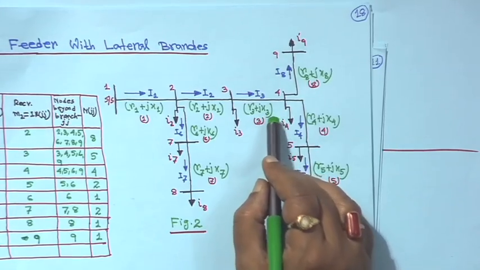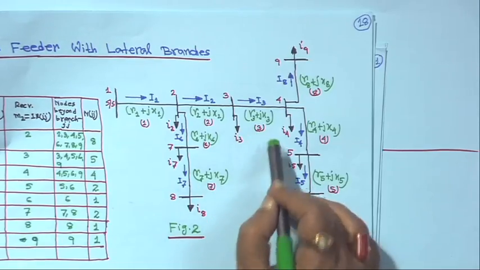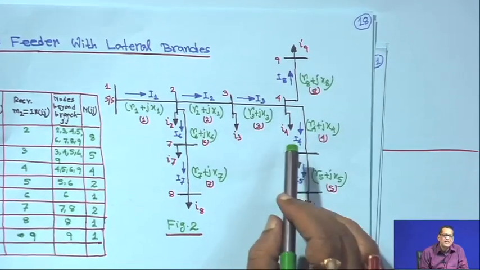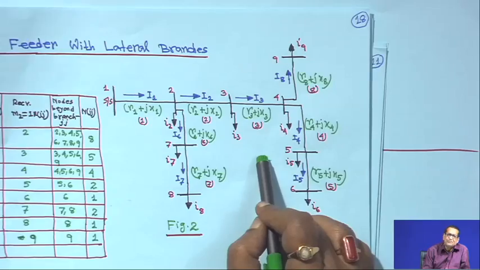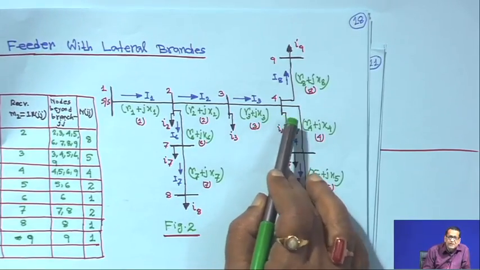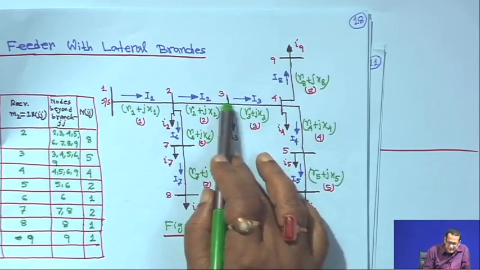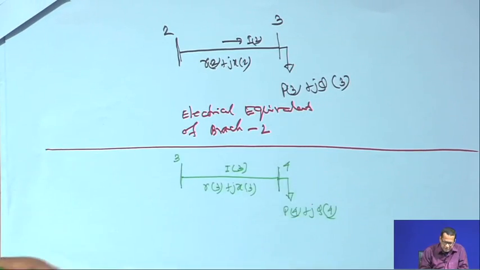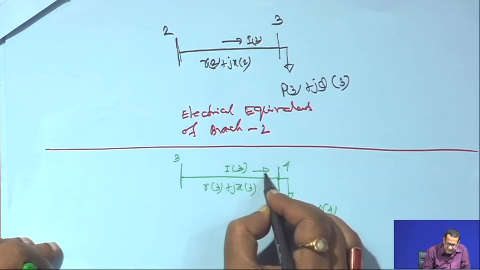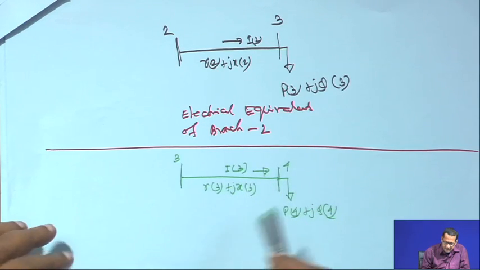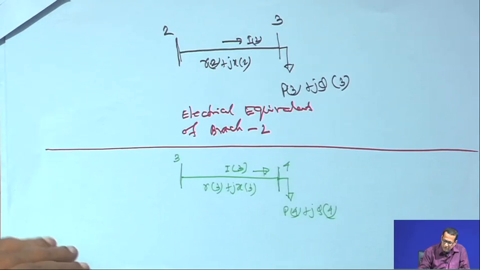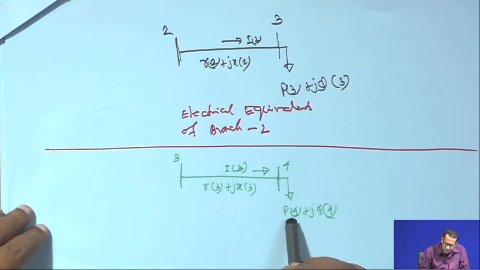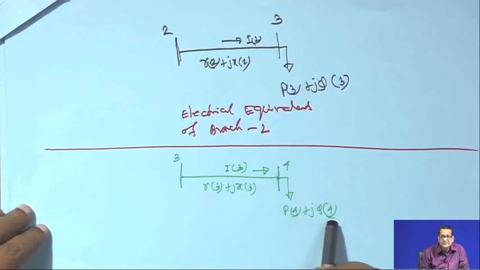Okay. So, next you will see the electrical equivalent of, say, branch 3. Try to understand each and everything. This is applicable for the lateral branches I have taken, and for the main feeder or lateral branches it does not matter; the explanation will remain the same. Now, if you consider the electrical equivalent of branch 3, the sending end node is 3 and the receiving end node is 4. So, this is 3, this is 4, and the current flowing through this branch is I 3, because it is the electrical equivalent. The total load at the receiving end node 4 is P 4 plus J Q 4.